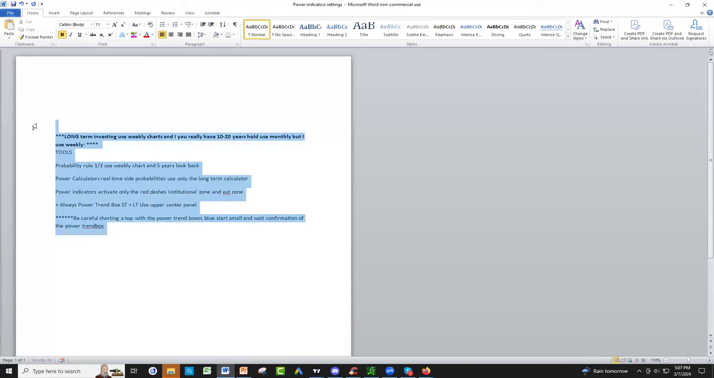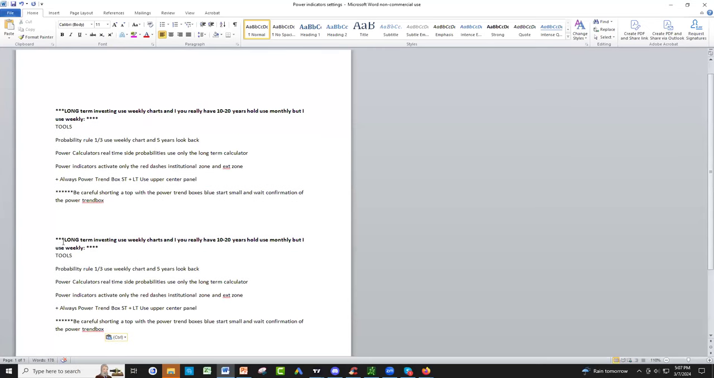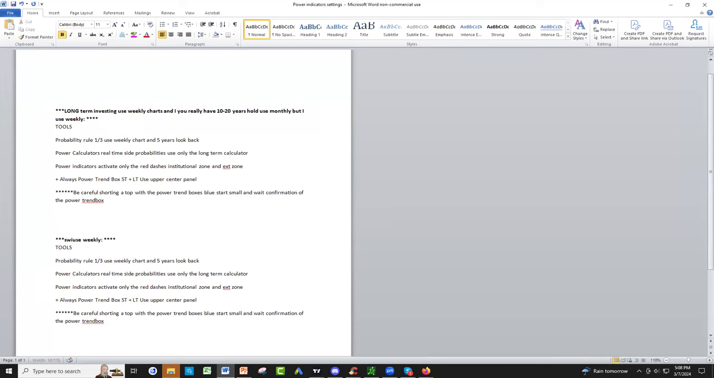Now, we're going to take the same structure and put the same structure in for swing trading. And we are going to replace that by swing trading. Swing trading, use weekly chart. Or if very volatile, like Mara, Riot, Coinbase, use the daily.